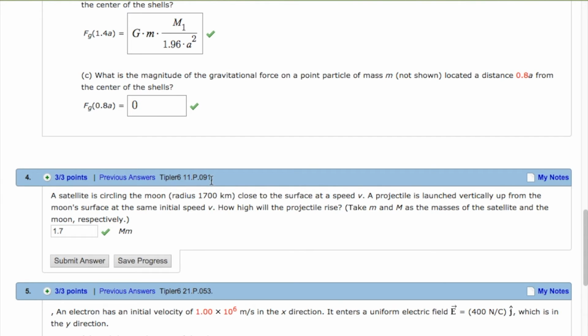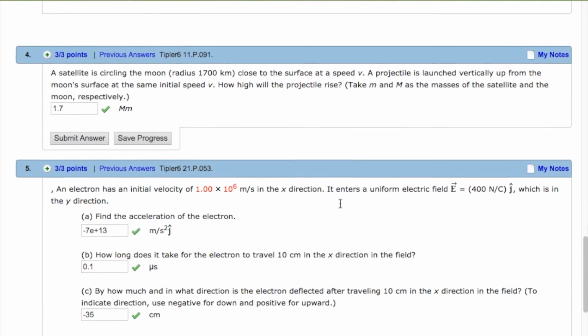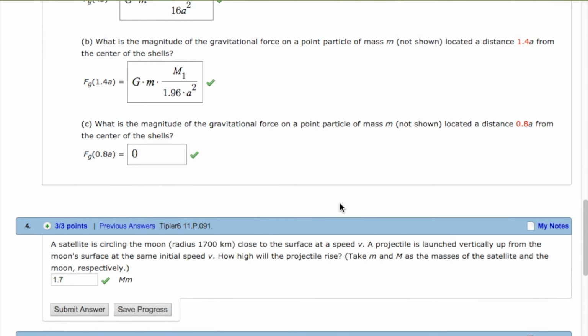A satellite is circling the moon, radius 1,700 kilometers, close to the surface at a speed v. The projectile is launched vertically up from the moon's surface at the same initial speed v. How high will the projectile rise? Take m and M as the mass of the satellite and moon respectively.